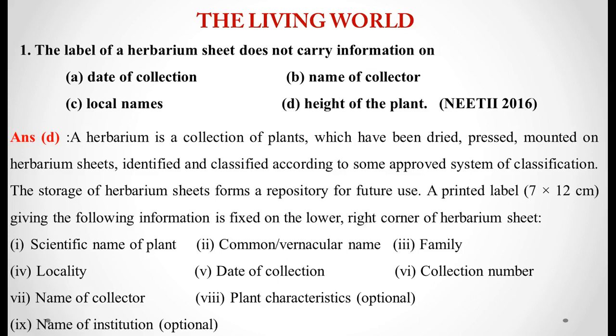A printed label measuring 7 by 12 centimeters, giving the following information, is fixed on the lower right corner of the herbarium sheet. The information is: scientific name of plants, common or vernacular name, family, locality from where the specimen has been collected, date of collection, collection number, name of collector, plant characteristics, name of institution. The last two are optional, that is, one can write them or not.